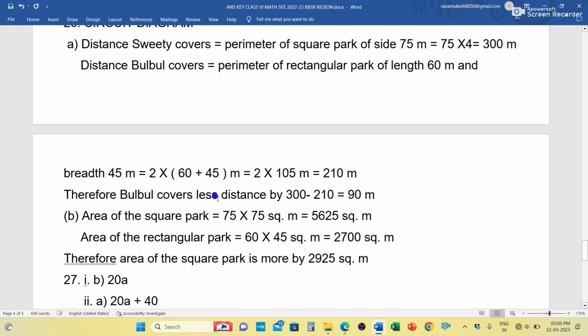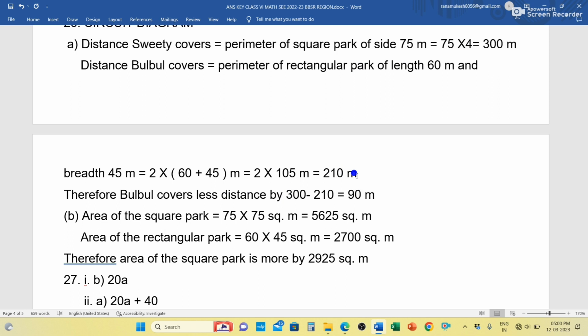Therefore Bulbul covers less distance by 300 minus 210 equal to 90 meter, because Sweetie covers 300 meter and Bulbul covers 210 meters. So who covers less distance? Obviously Bulbul covers less distance.